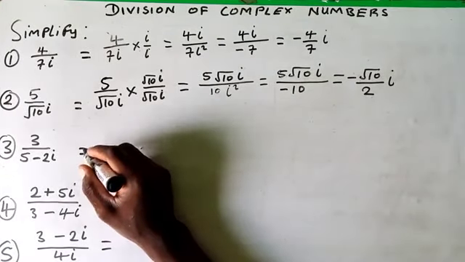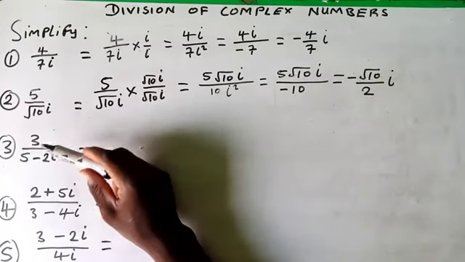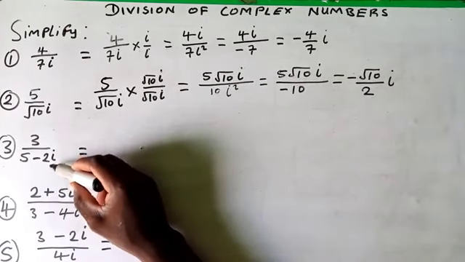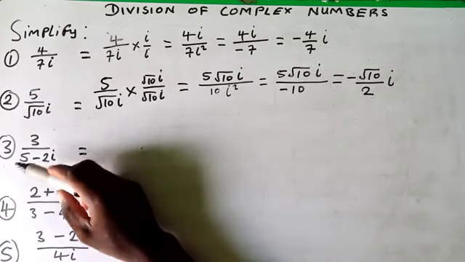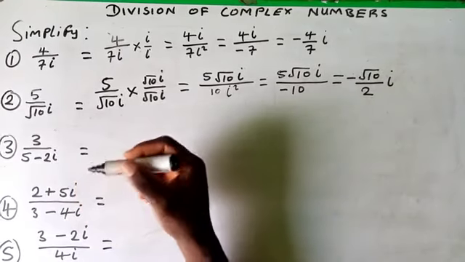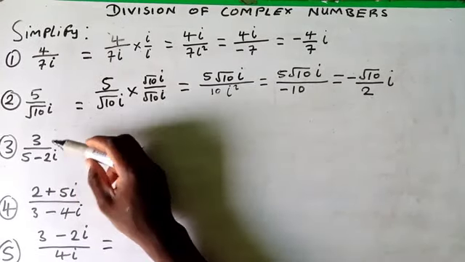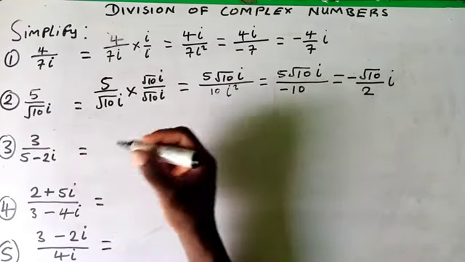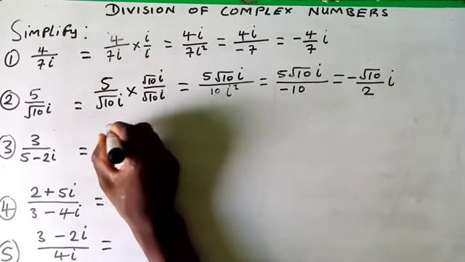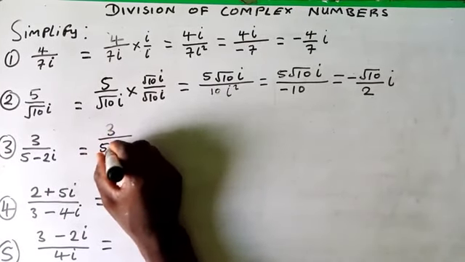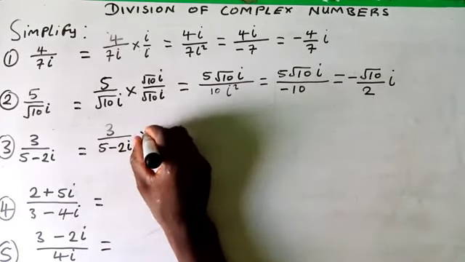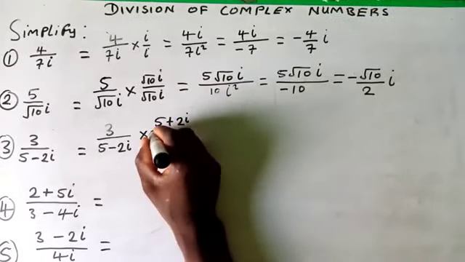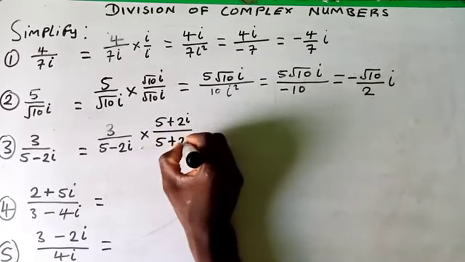Now let's look at number 3. It says simplify 3 all over 5 minus 2i. Now in this case, the denominator has both the real part and the imaginary part. So what we do is we multiply both the numerator and the denominator by the conjugate of the denominator. This will now be 3 all over 5 minus 2i times the conjugate of the denominator, which is 5 plus 2i, all over 5 plus 2i.